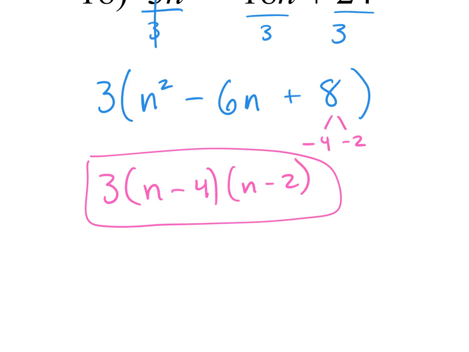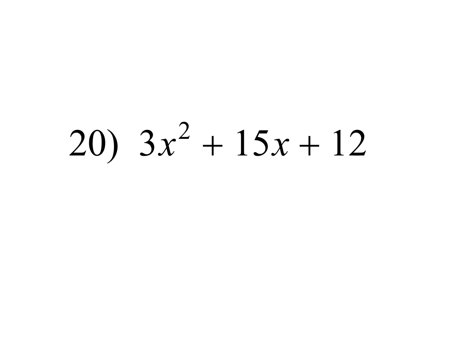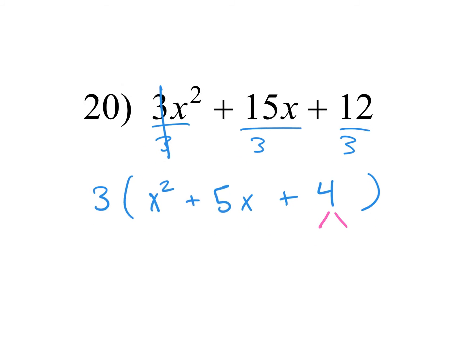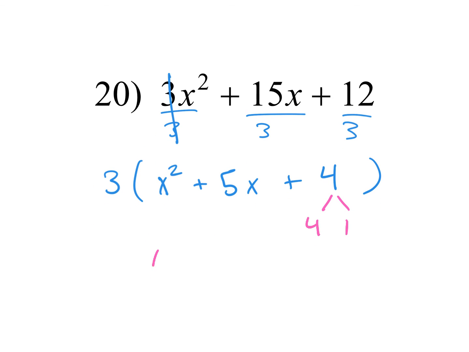All right, last one. Number 20. What's my greatest common factor here? 3. Do I have any x's in common with all of them? Nope. So only a 3 can come out. 3 divided by 3 is 1. What's 15 divided by 3? 5x. And 12 divided by 3? 4. Do I have 2 factors of 4 that add to 5? 4 and 1. So what goes in the parentheses? Awesome. X plus 4 and x plus 1. And then don't forget that that 3 stays on the outside.